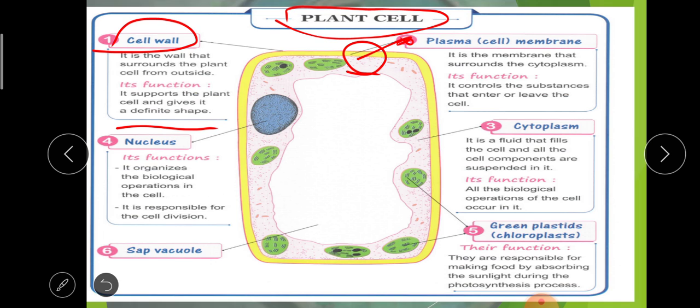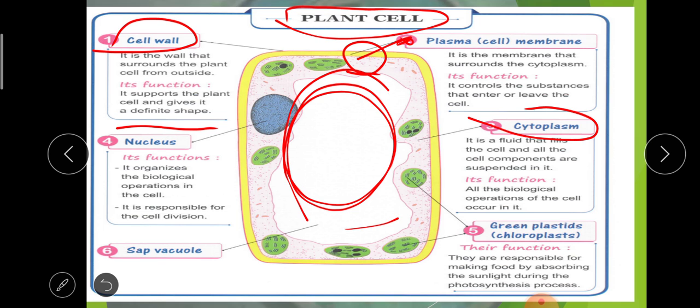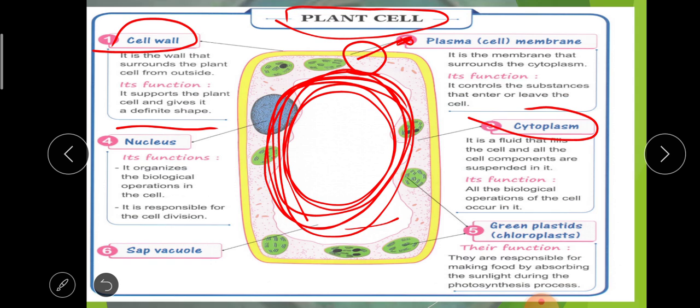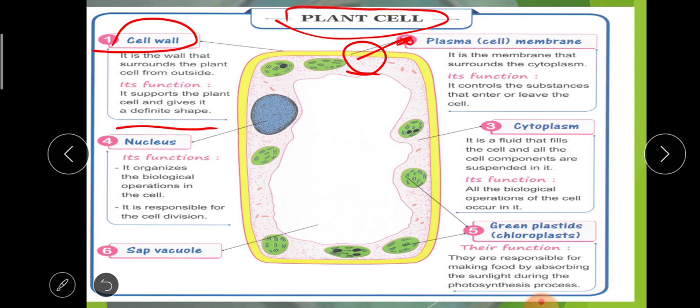The plasma membrane surrounds the cytoplasm. Cytoplasm, it is the pink dots here. This cytoplasm is a fluid or liquid that fills the cell from inside. So all components of the cell float or are suspended in it. So the cytoplasm is like the kitchen of the cell.